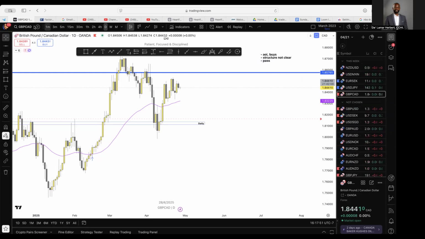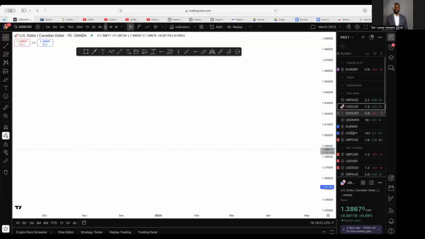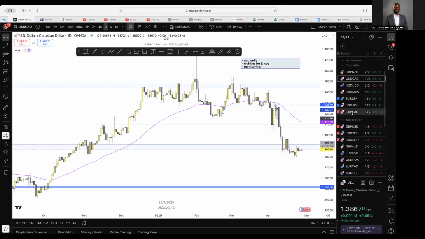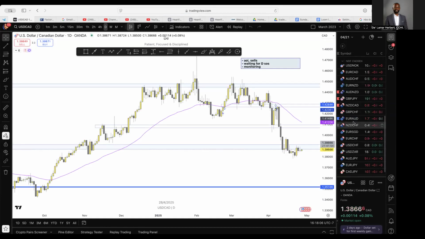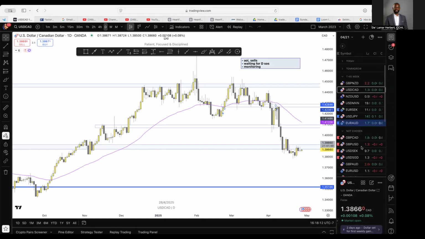Whoa, what the hell is going on? Let me refresh my screen real quick. Do a little refresh. Fresh. All right, so I don't want GBP CAD. I actually wanted to move Euro AUD up like this. There we go. And there you go.